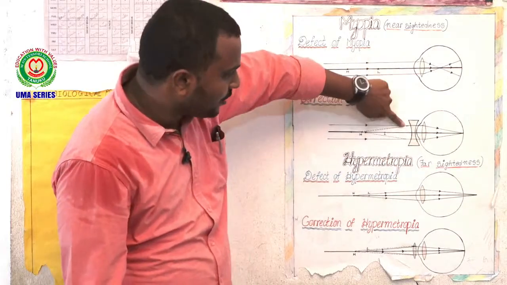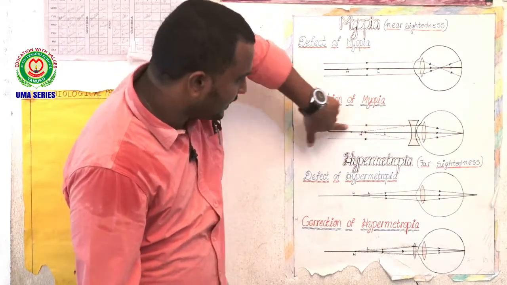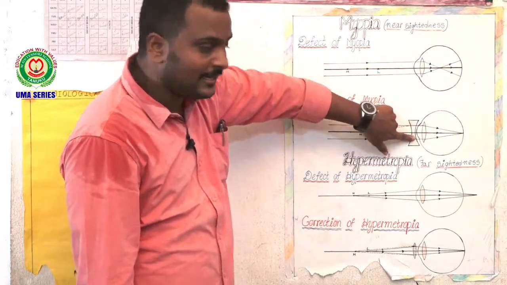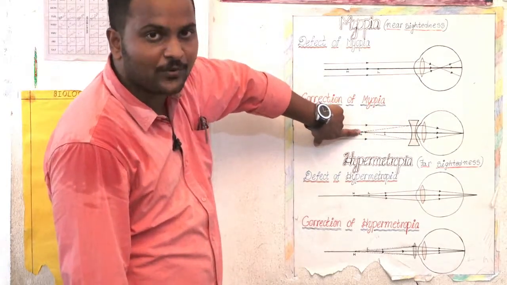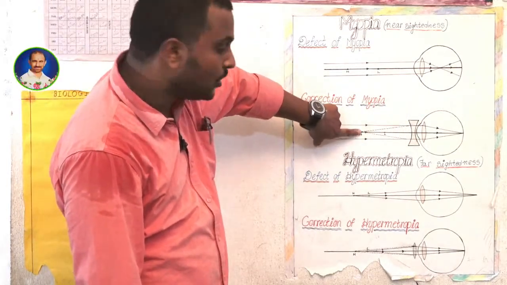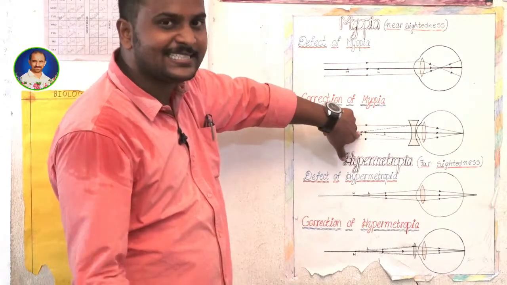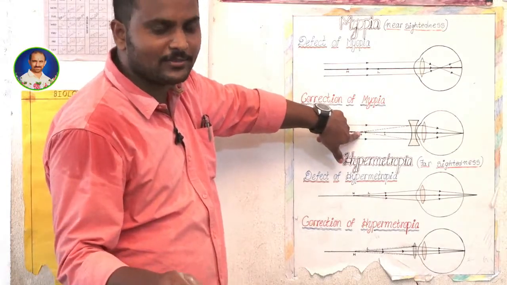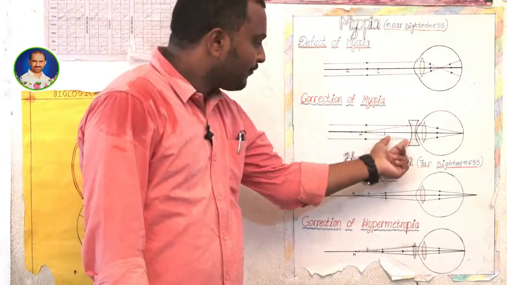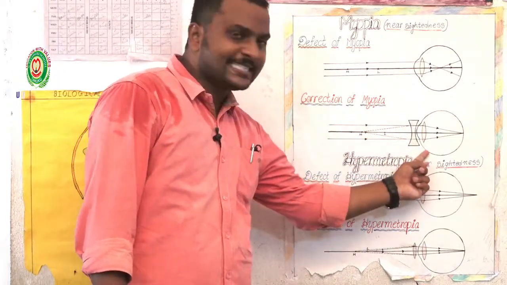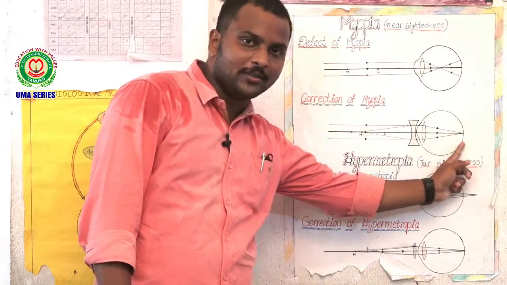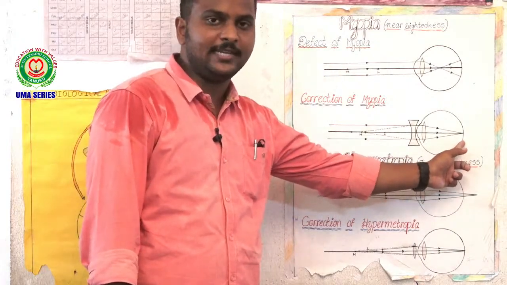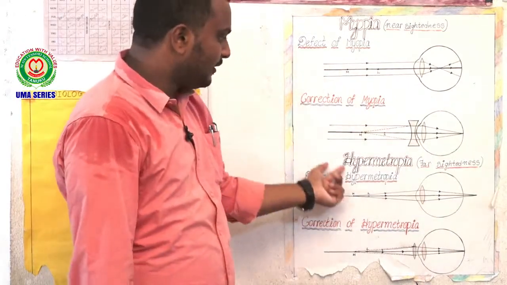So by placing a biconcave lens, when the light rays are incident on the lens, they get to a point M. This point we call it as a far point. So how far he can see, this can be denoted by capital D. So from here the eye lens can take the object and now the image will be formed on the retina. Next, hypermetropia.